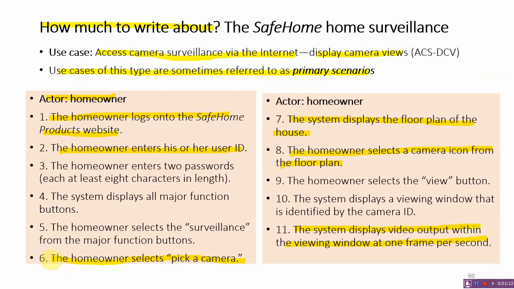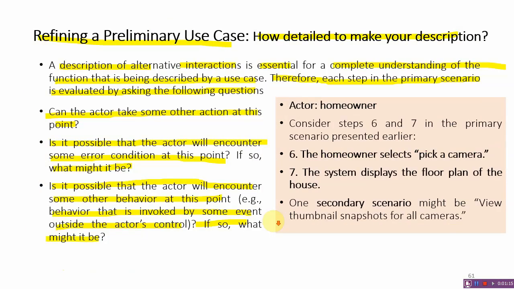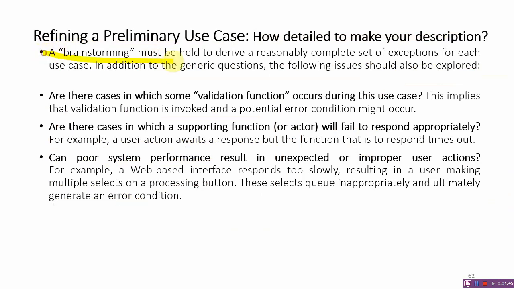Considering the previous example, we know step number 6 and step number 7, which I have taken out over here. So consider steps 6 and 7 in the primary scenario presented earlier. The homeowner selects pick up camera and the system displays the floor plan of the house. A secondary scenario can be like view thumbnail snapshots for all cameras. A brainstorming session must be held to derive a reasonably complete set of exceptions for each use case.